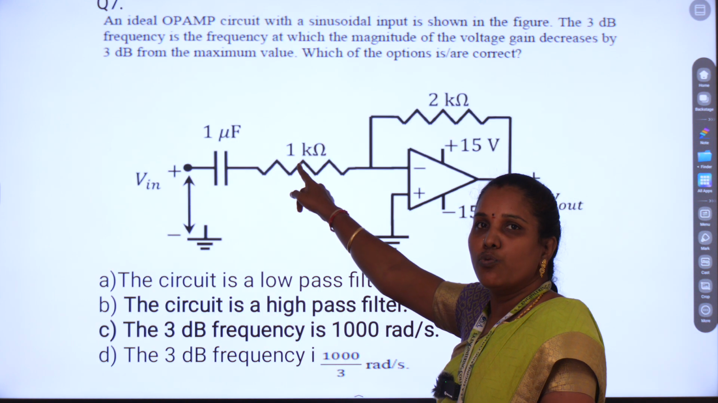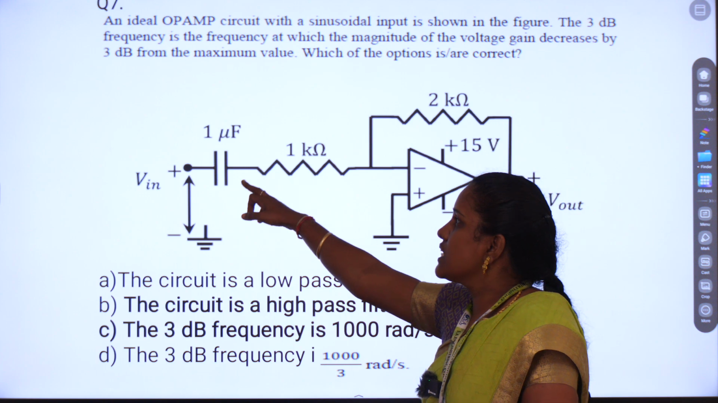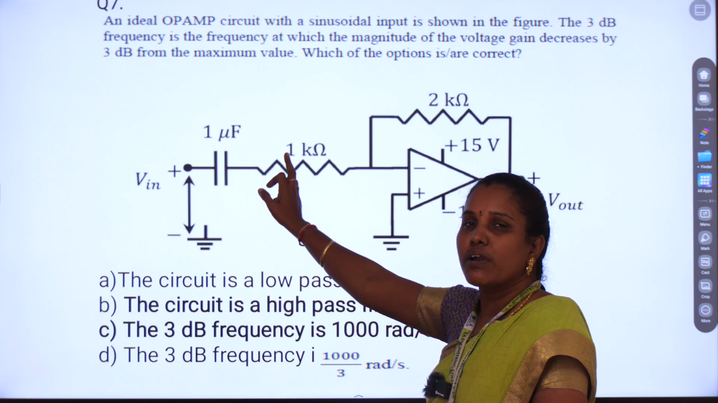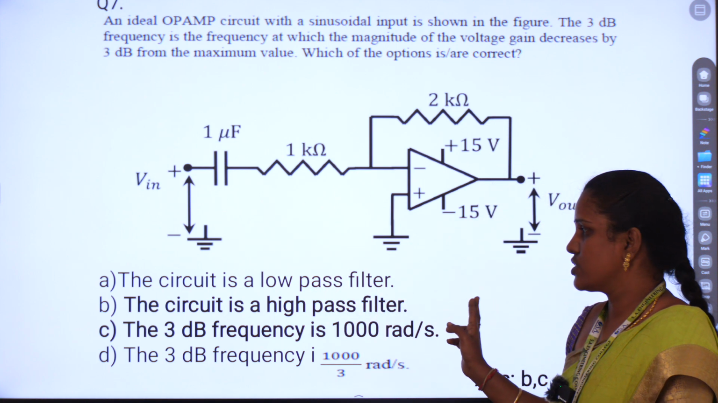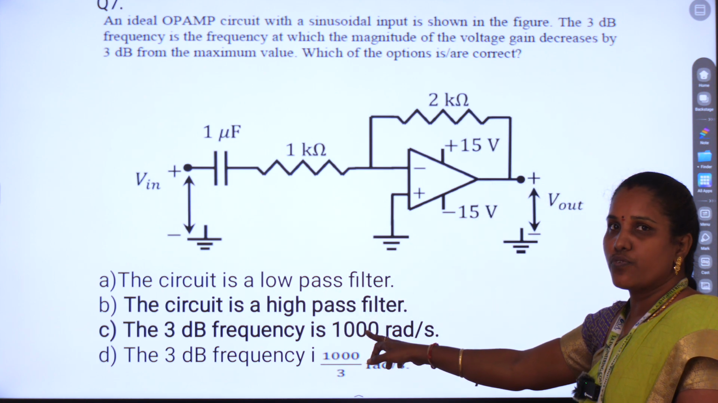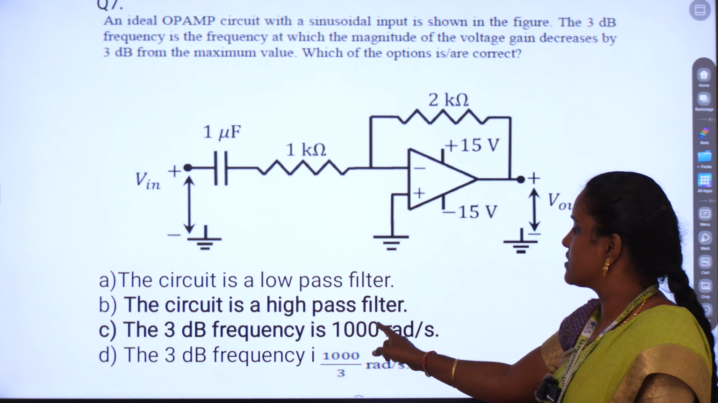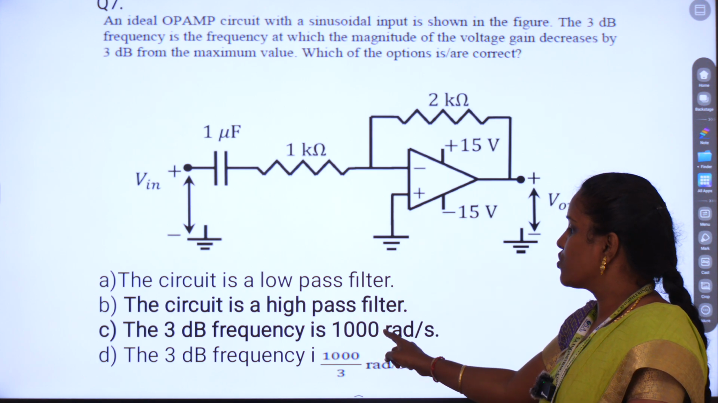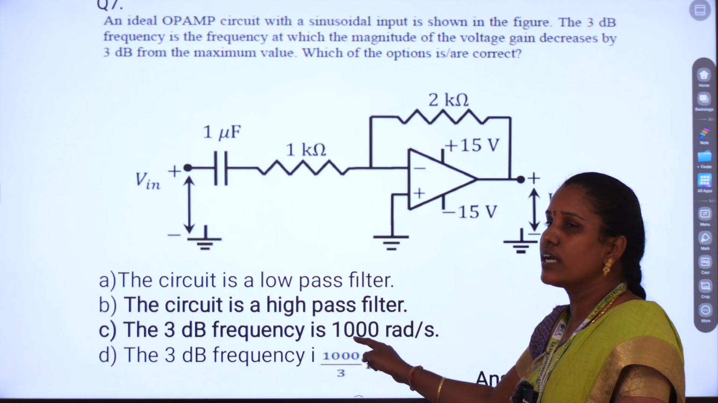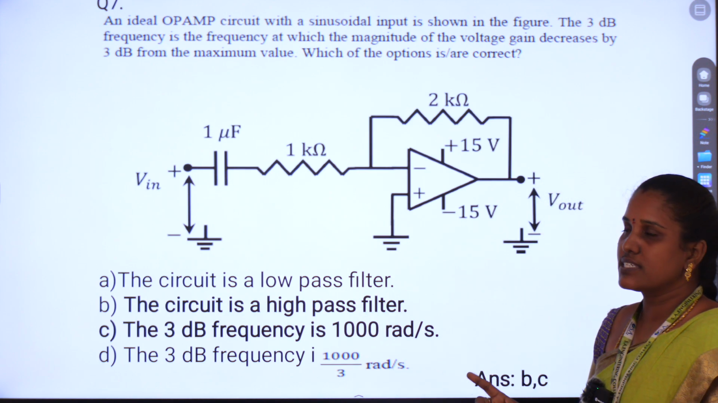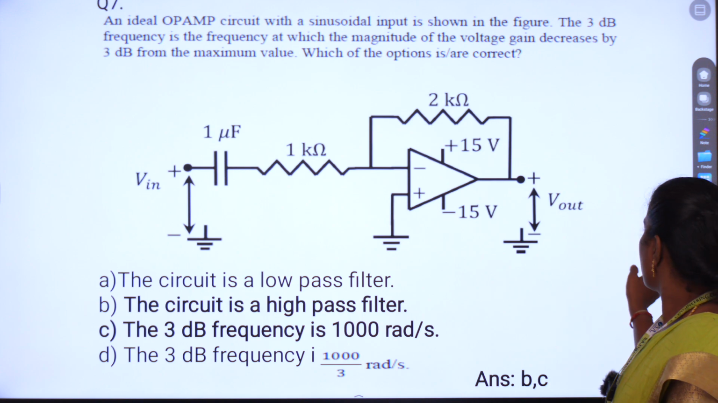R1 value is 1 kilo ohm, 1 into 10 power 3. C is 1 microfarad, 1 into 10 power minus 6. So 1 divided by this product gives a thousand only. The 3 dB frequency is a thousand radians per second. So this is the correct answer, as a high pass filter. That's why you can use the two options B and C for this question number 7.